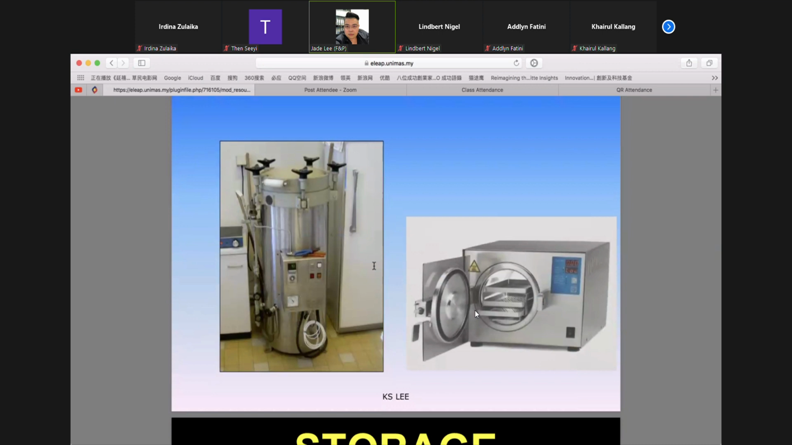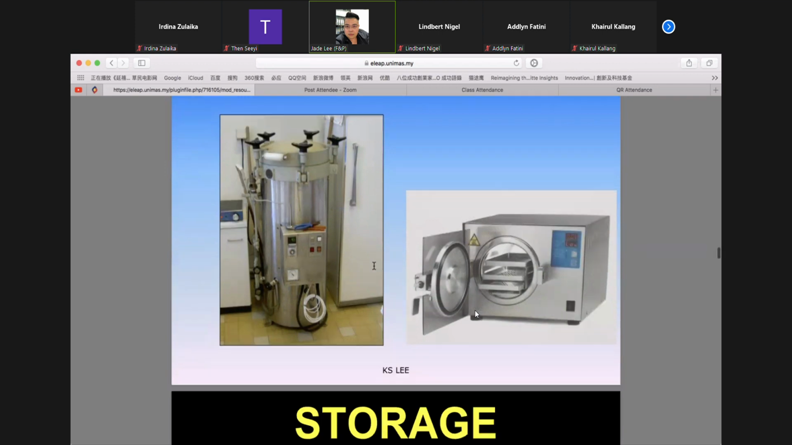This is an example of the autoclave machine. Always bear in mind that if you do not know how to handle this machine, look for assistance from the lab assistant. Never ever handle it by yourself, because you never know. This is a high pressure machine, and it can explode if you do not know how to handle it properly.